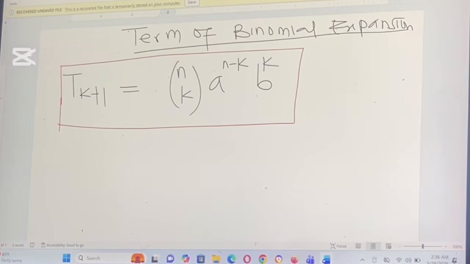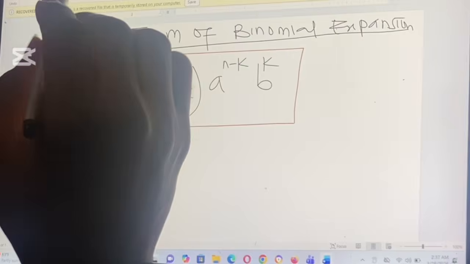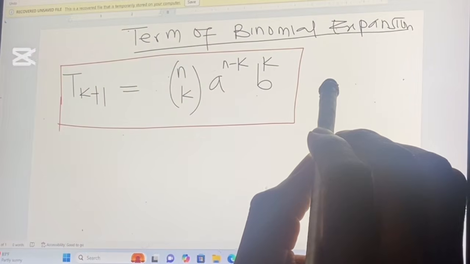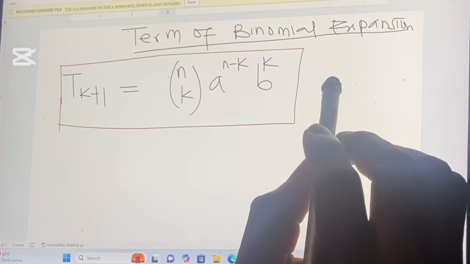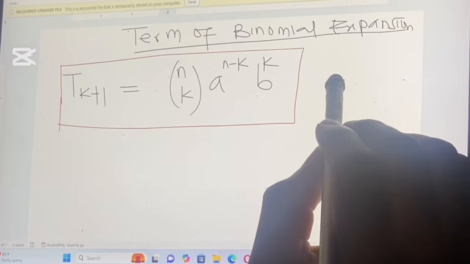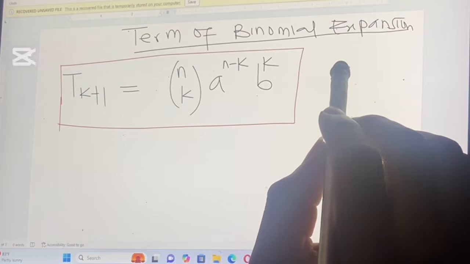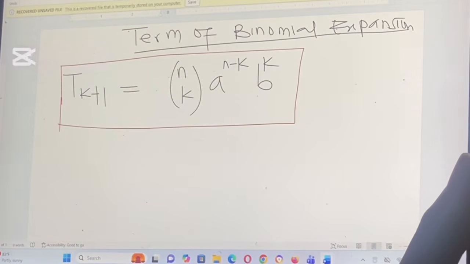What we have to do here is to know the terms here. That is what k stands for, what n stands for, what a and what b stand for. So remember, in our previous video, I told you that whenever we have an expression in brackets with a higher power, we expand that using binomial theory or binomial expansion.